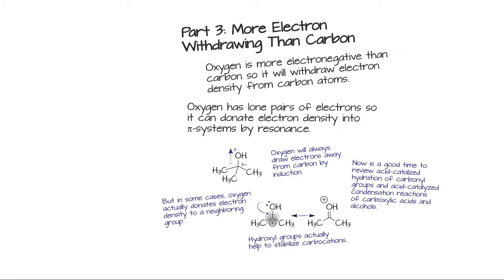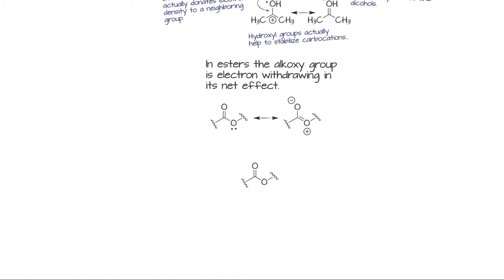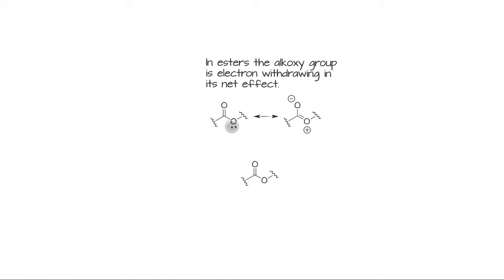If it can donate into a p orbital, that lone pair will always be net donating. In esters, this oxygen here does not really have a strong resonance connection. There's a very tiny resonance contribution from this structure here.